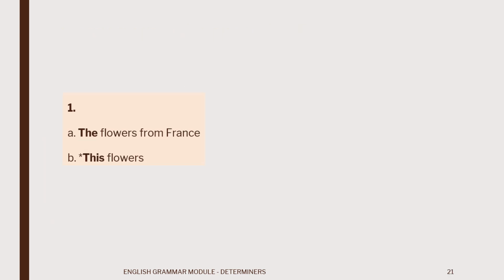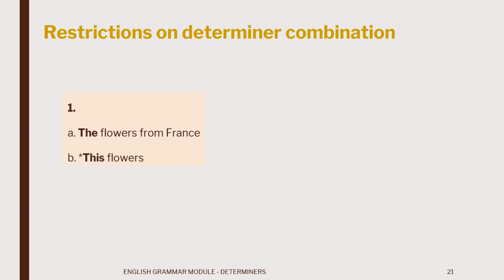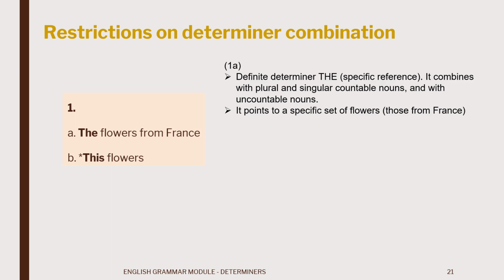Set 1 shows restrictions on determiner combination. So why is it that 1A is possible? It is possible because the definite determiner the, which assigns specific reference to the NP that it selects as complement, can combine with uncountable nouns, singular countable nouns, but it can also be combined with plural countable nouns, as is the case of the NP flowers, whose head is a noun in the plural form. So, the flowers is a possible combination.